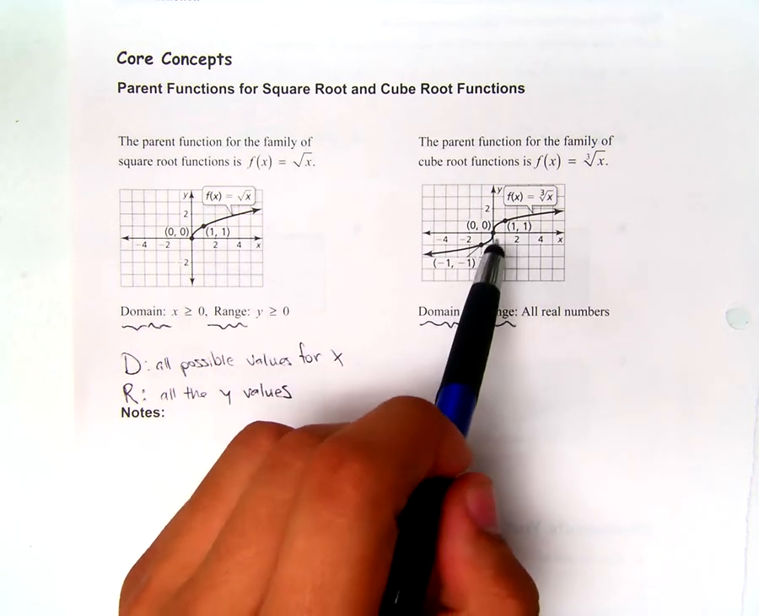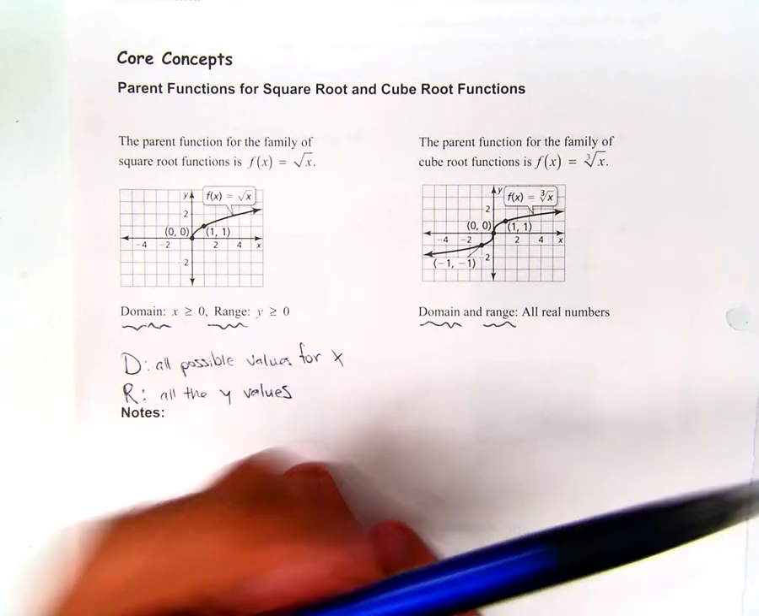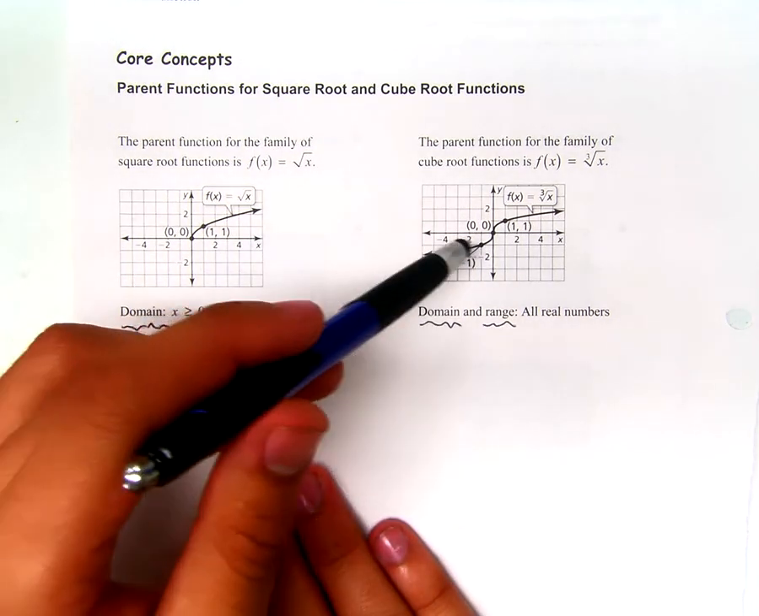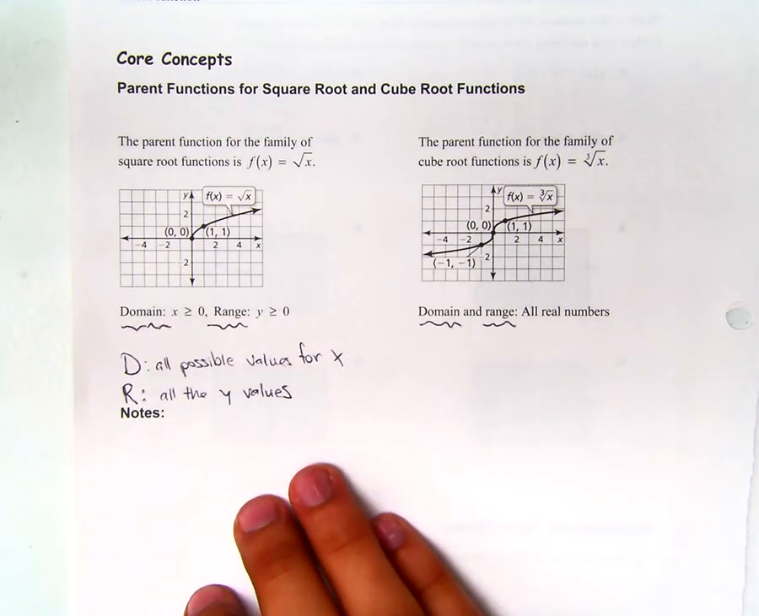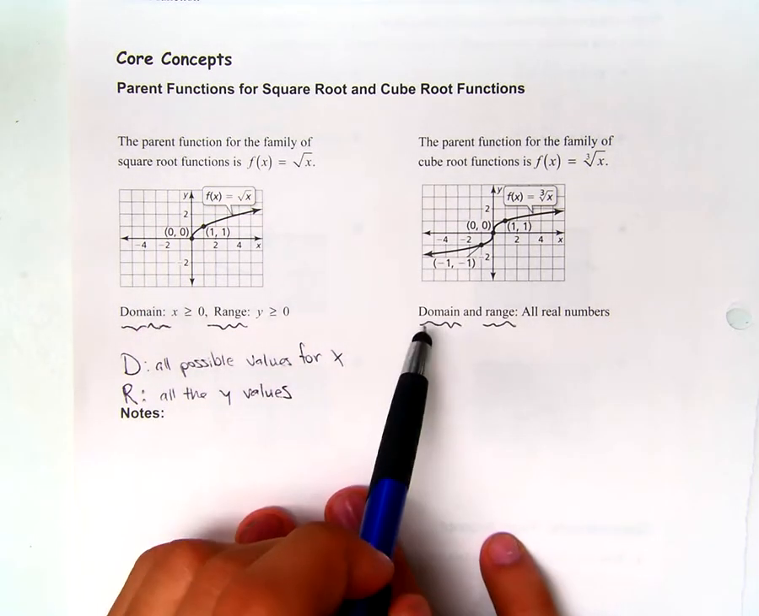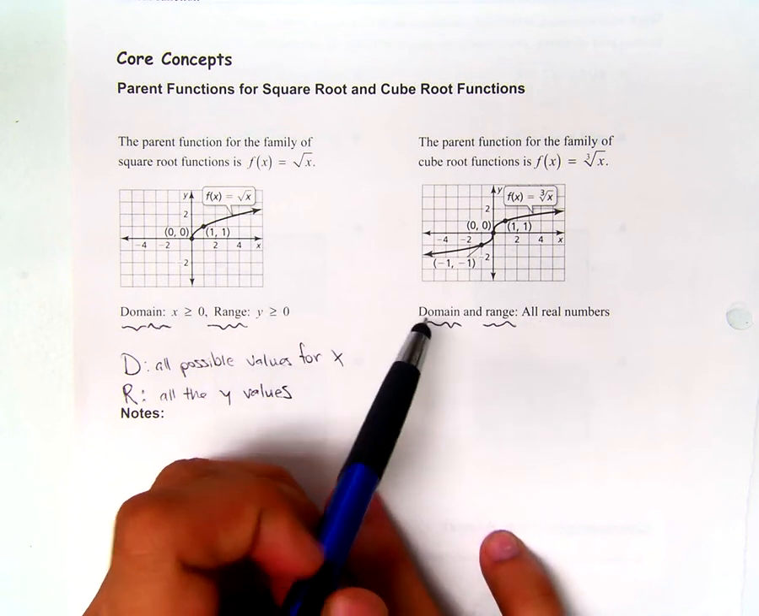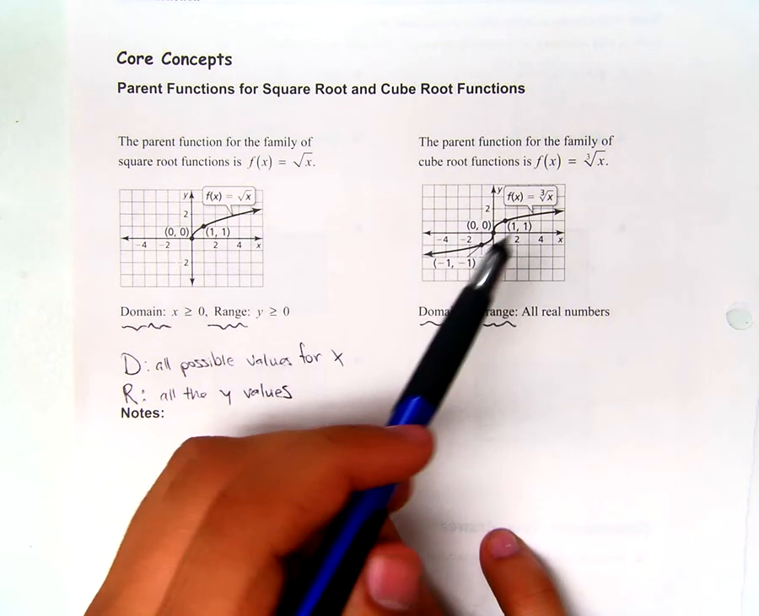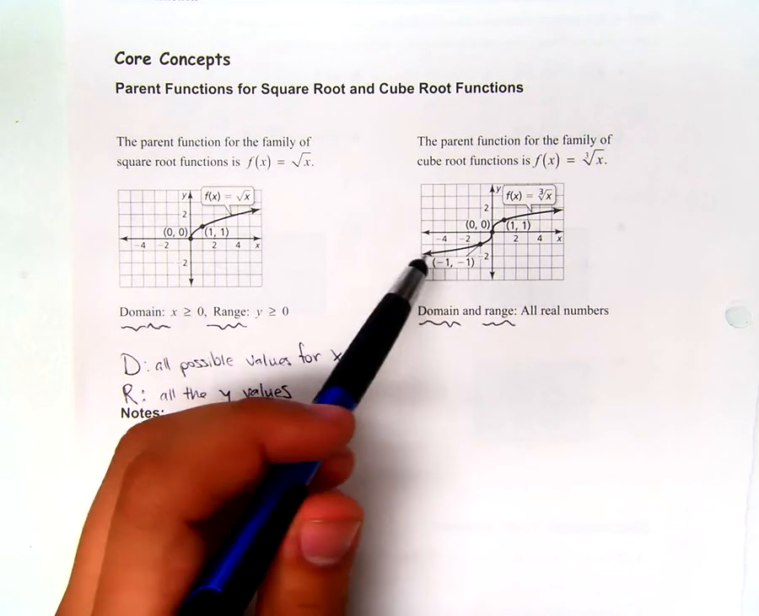We'll see that this arrow indicates that the function continues on and on and on with all the positive x values, and will continue on and on for all the negative x values. So in other words, the domain is all the real numbers. The x values will be every single value. All the real numbers.